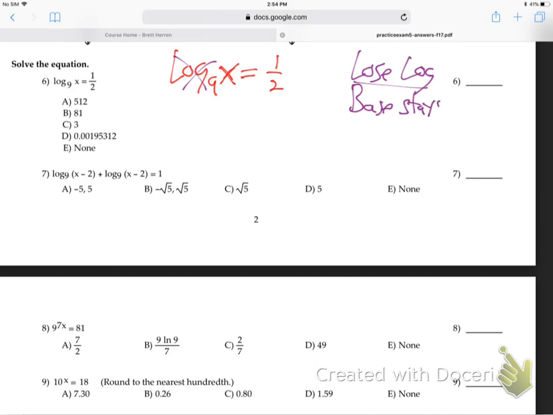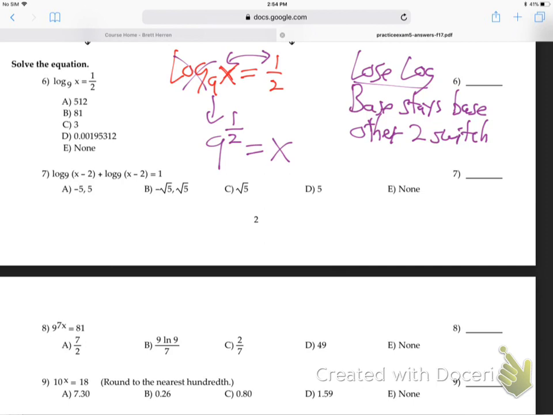Base stays the base, other two switch. So the 9 stays the base, and the other two switch. Instead of 9 to the x, it's 9 to the half, and the x goes over there. Is that good? And okay, but what's 9 to the half? What do we do with that? 3. Is that half of 9? Is that 4.5?